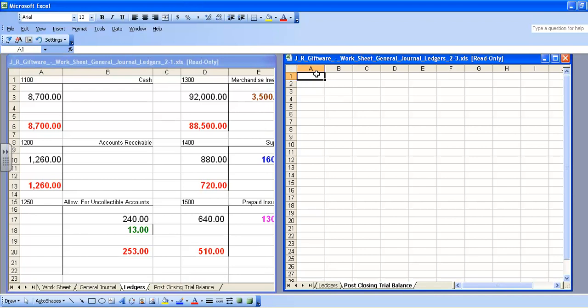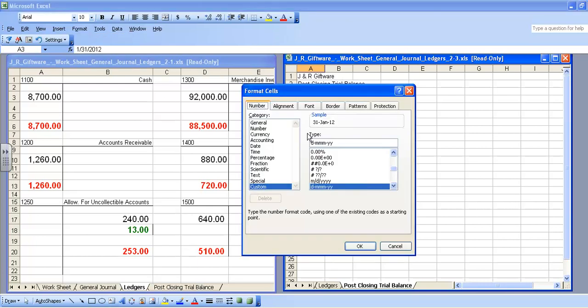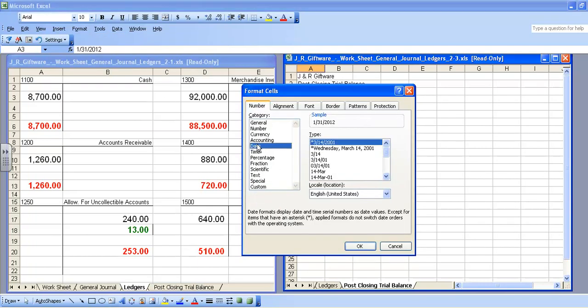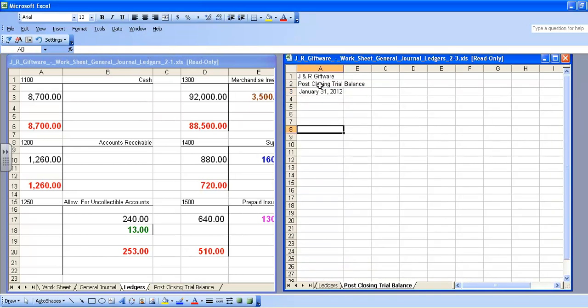Okay, and once again, I'm going to get you started here. J&R Giftware, post-closing trial balance, and the date is January 31st, 2012. Remember, we must format that date so that our month is written out. And then we must merge and center our columns across to C.